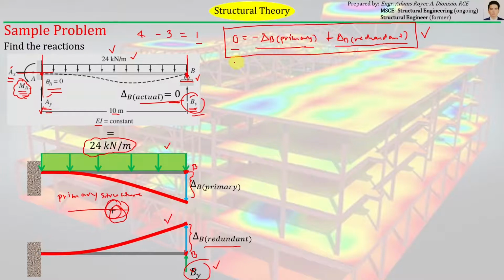Okay? So again guys, yung actual deflection dito hindi palaging zero 'yan. Okay? Sometimes there are questions na sinasabi merong settlement yung isang joint. For example, kunyari may sinabi yung joint B daw dito nagsettle ng 10 mm. Okay? So hindi na to zero.